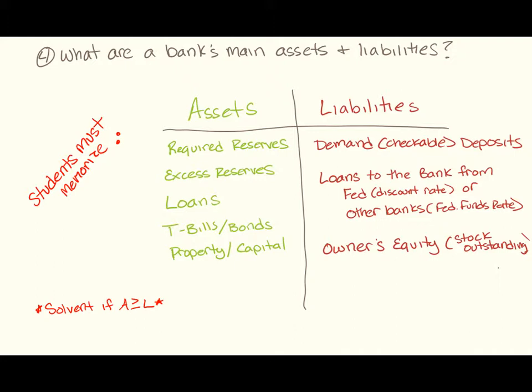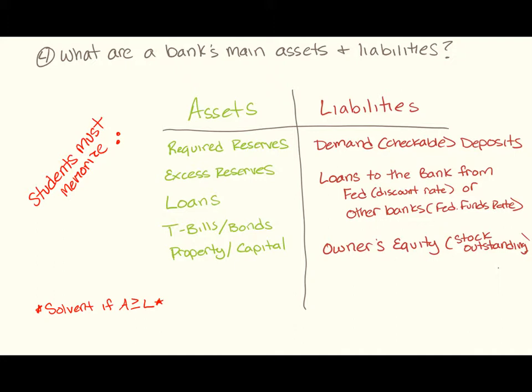So what I want to do here is run through the main things I'll see in the assets column and the main things I'll see in the liabilities column, and talk briefly for the ones that I think require explanation as to why these things are in the column that they're in. We're also going to check this bank in just a second to find out if the bank is solvent, and that means the bank is basically okay.